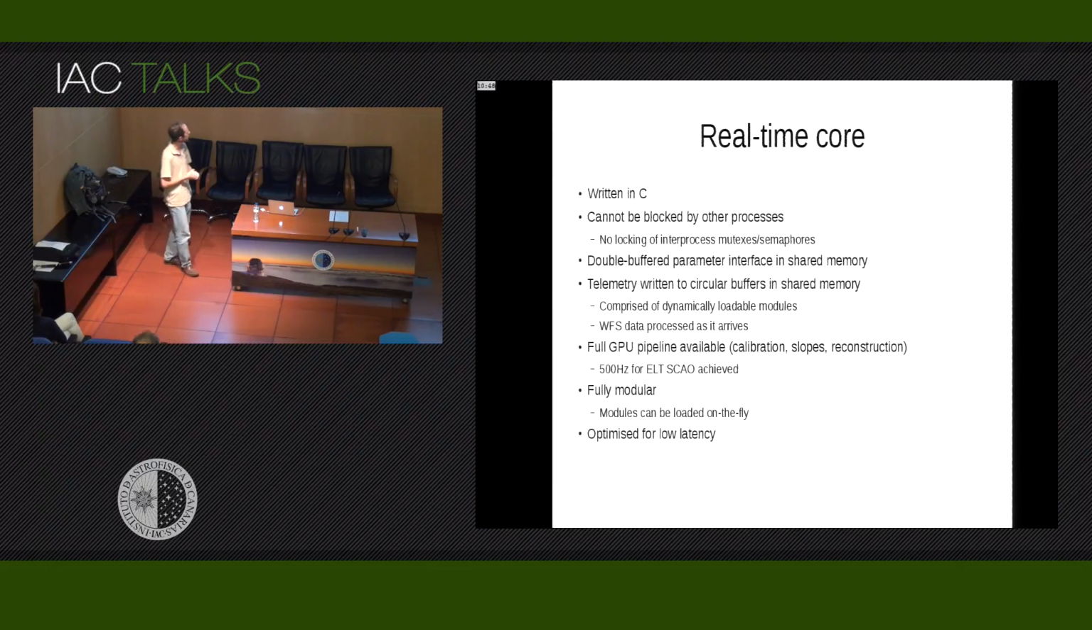There's a GPU pipeline available in this. It's not essential. With a single GPU, we're able to reach 500 hertz for an ELT-scale system. The real-time core itself is fully modular. I'll talk about this next, I think. Modules can be loaded on the fly, and it's optimized for low latency.